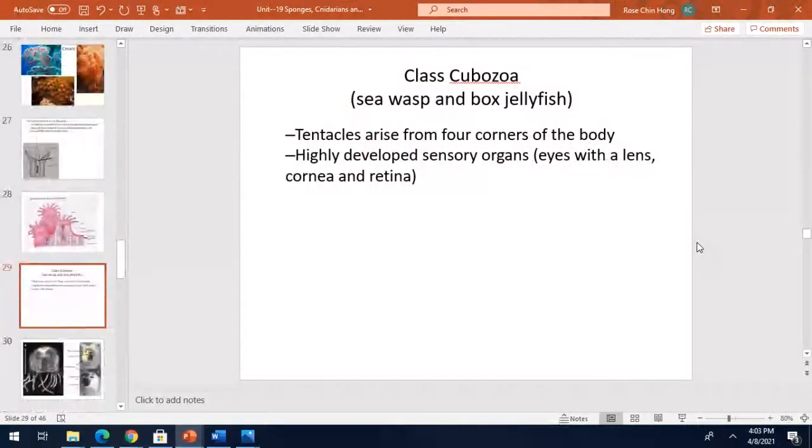All right. So next slide is 4.3. So we have to go real fast. The last class in our cnidarians is Cubozoa, or cubozoans. They consist of the sea wasps and the box jellyfish. So the jellyfish look like a box. They're not really jellyfish, but they call them box jellyfish. They look like a box. The scyphozoans are the true jellyfish.